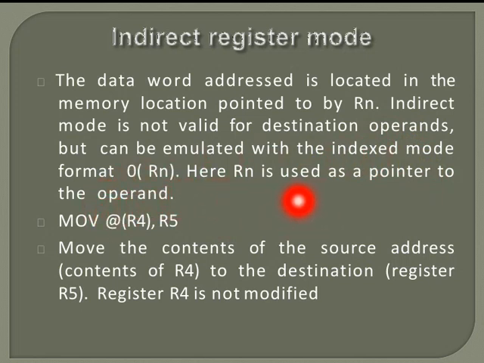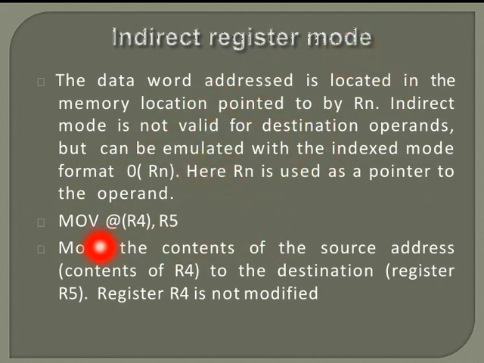Now here Rn is used as a pointer to the operand. You can see here MOV @R4, R5. Here you should not take the value which is present in this register. Instead, whatever address this register holds, in that address whatever the value is, that value you have to send to your R5. This is indirect register mode.